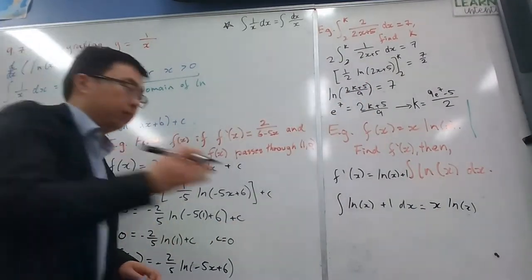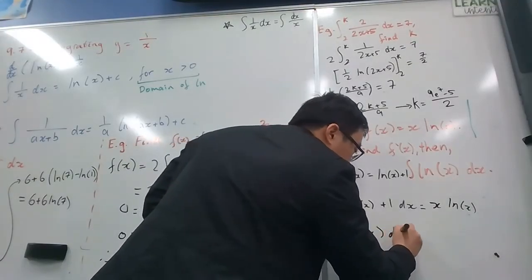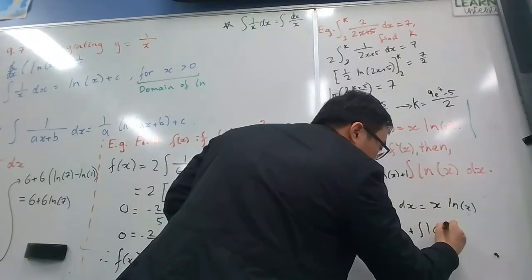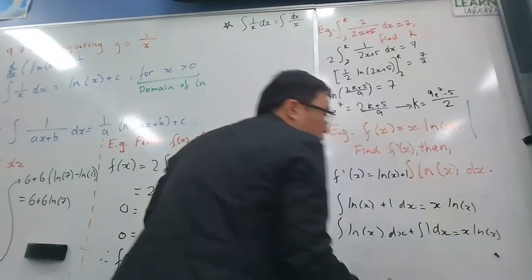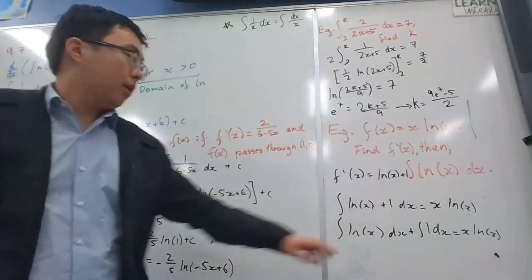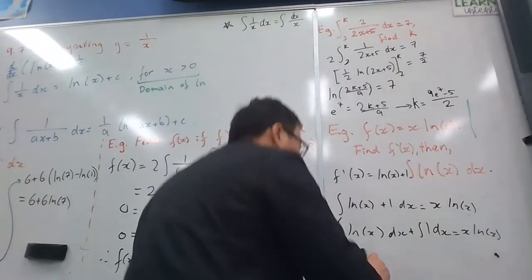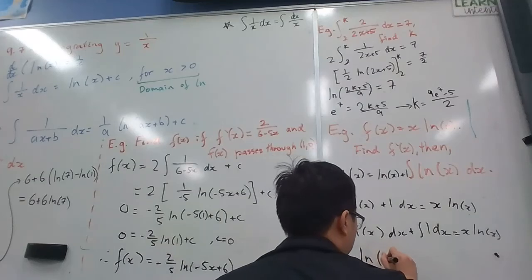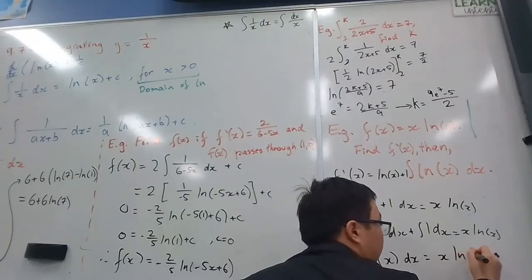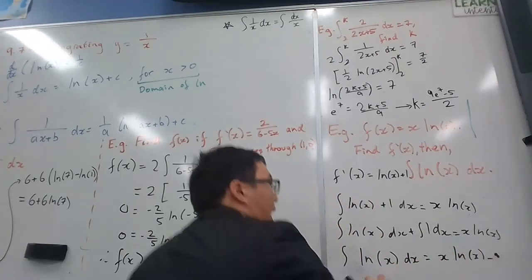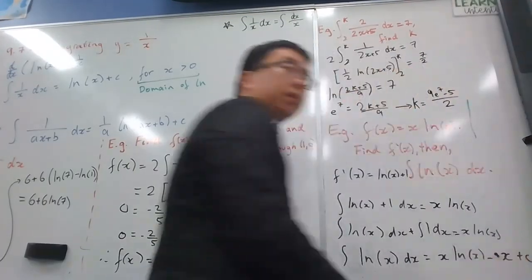Now, I'm going to split it up. I get the antiderivative of my natural logarithm, dx, plus the antiderivative of 1 dx equals x ln x. I've done nothing fancy here. All I've done is separate them out because now I can subtract this component on both sides. And therefore, I get the antiderivative of natural logarithm of x dx equals x ln x, subtracting the antiderivative of 1 dx, of course, minus x, and don't forget your plus c.